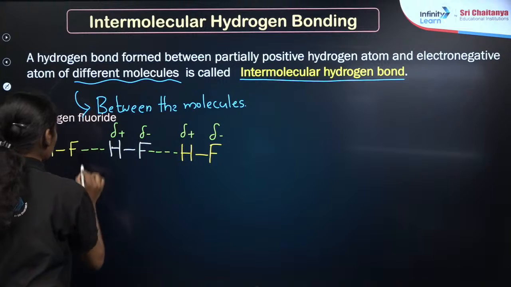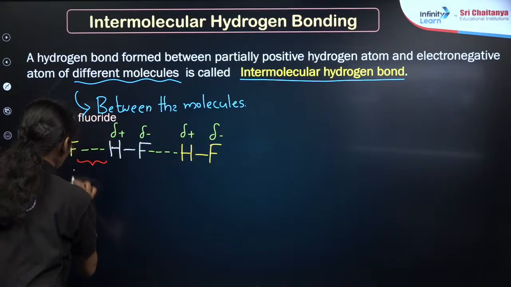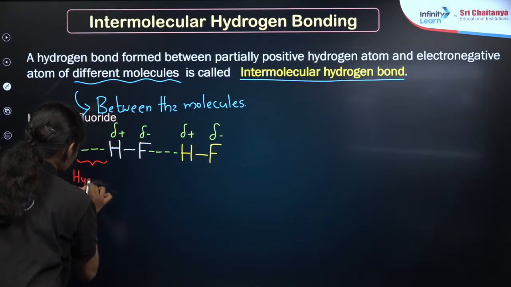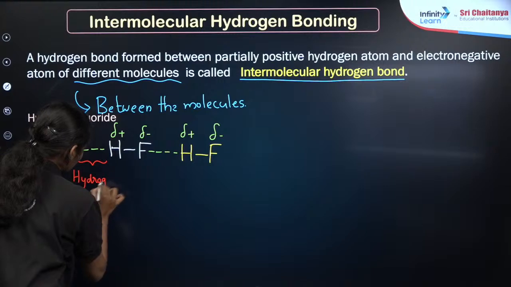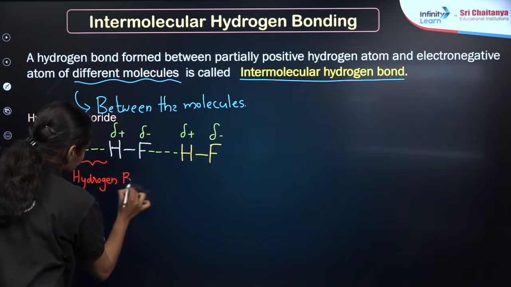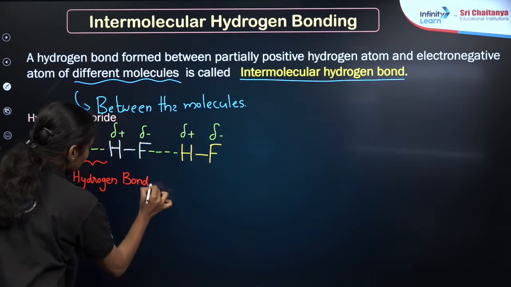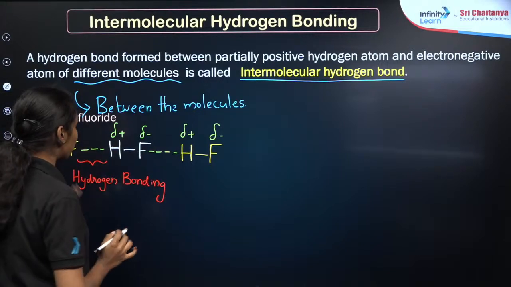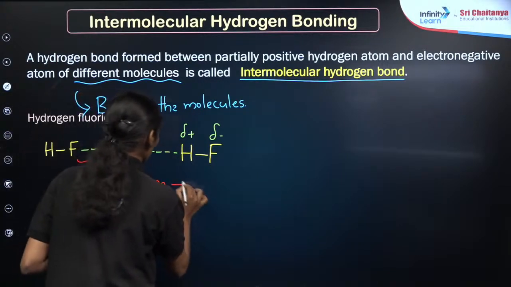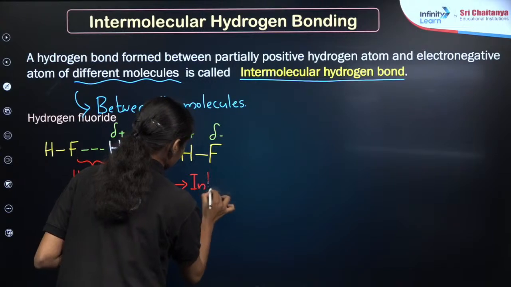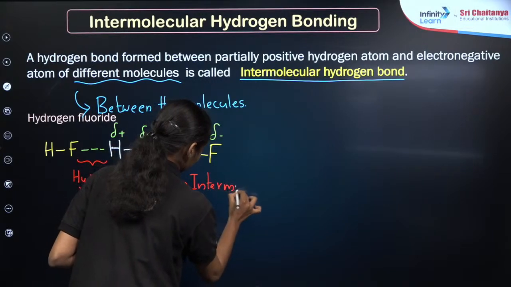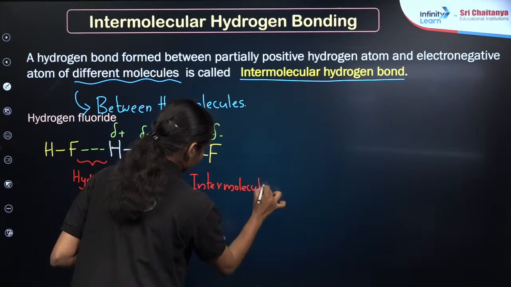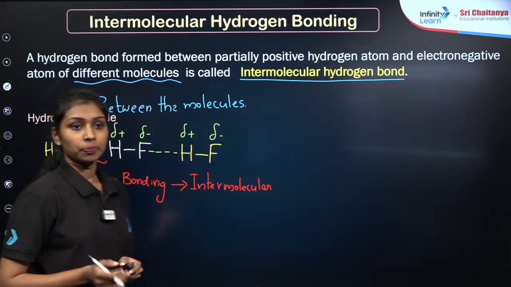So we can say that these dotted lines are known as the hydrogen bonding, and this particular hydrogen bond is known as the intermolecular hydrogen bonding, because this hydrogen bonding is formed between these 2 or 3 HF molecules, right? Clear?